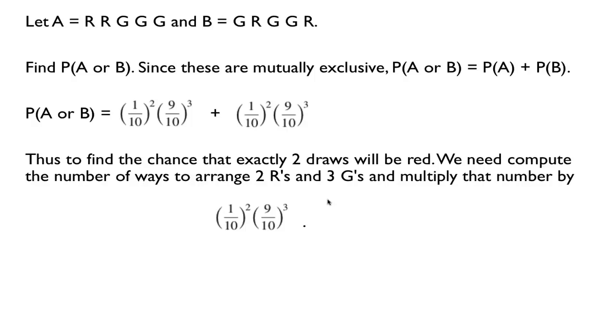Because each pattern of 2 red and 3 green has the probability of 1/10 to the second power, 9/10 to the third power. And if we permute them different ways, we always get that same probability. To get all the ways of getting 2 red, we have to add up all these numbers. Therefore, we multiply this number by the number of ways of rearranging 2 reds and 3 greens.